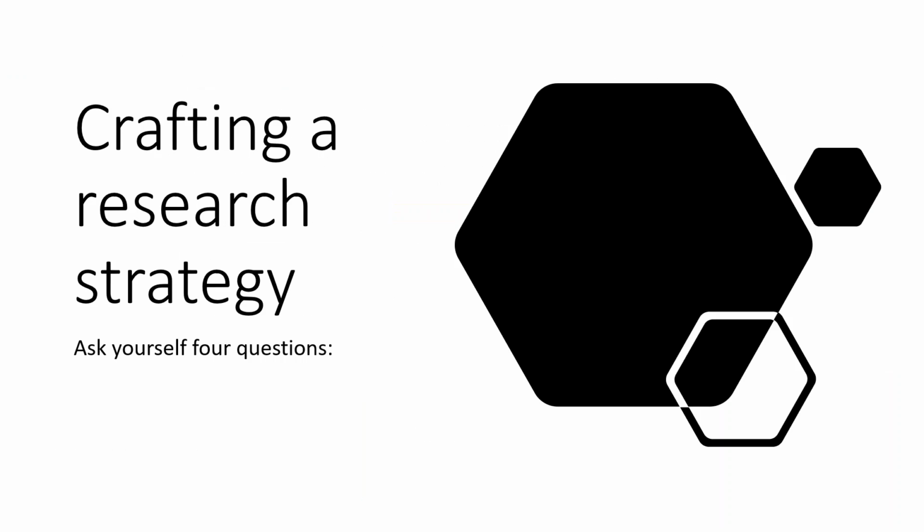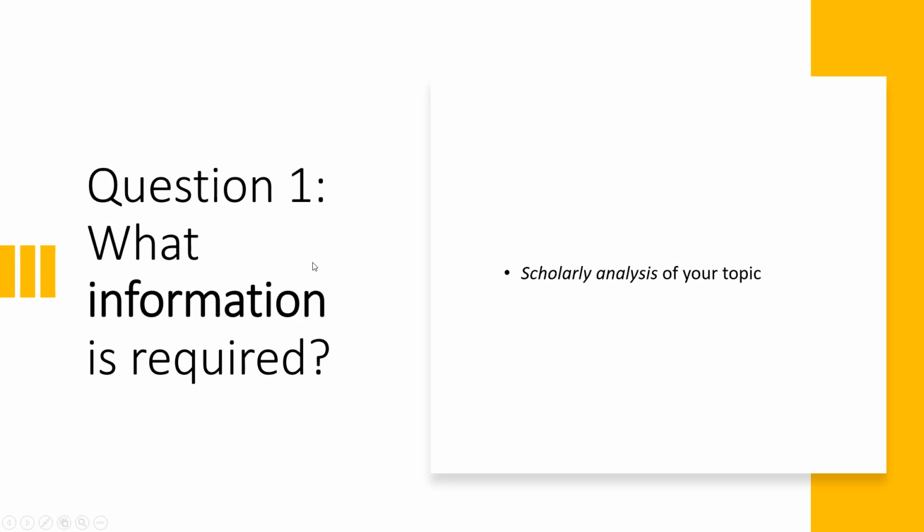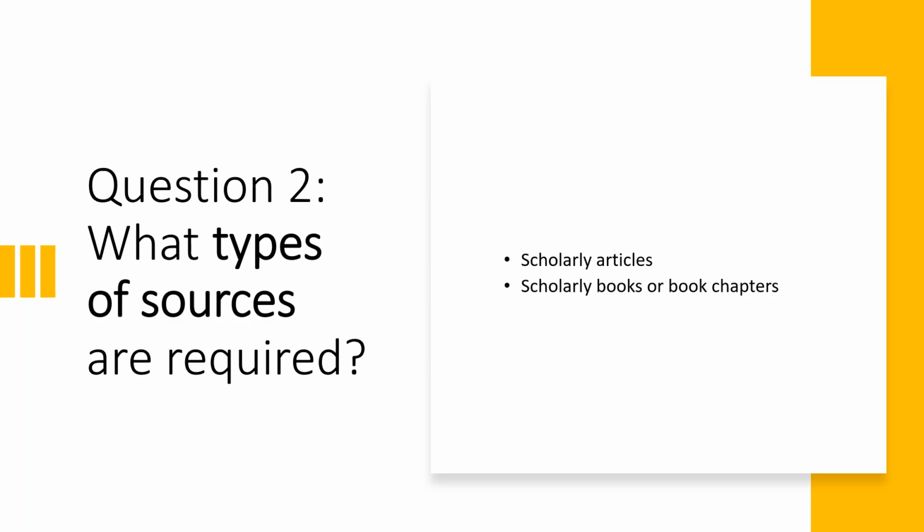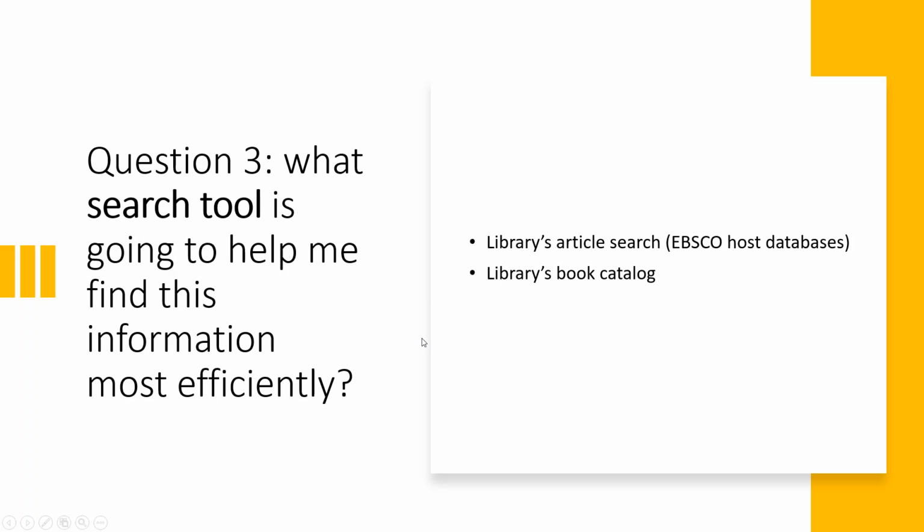So to create a research strategy, we're going to ask ourselves 4 questions. The first is what information is required. And in this case, Professor Joyce would like you to look at scholarly analysis of your topic. So this is different than a news analysis or other types of treatment of your topic. This is analysis by scholars. And what types of sources? Where are you going to find this? You're going to find this in scholarly articles and scholarly books or book chapters.